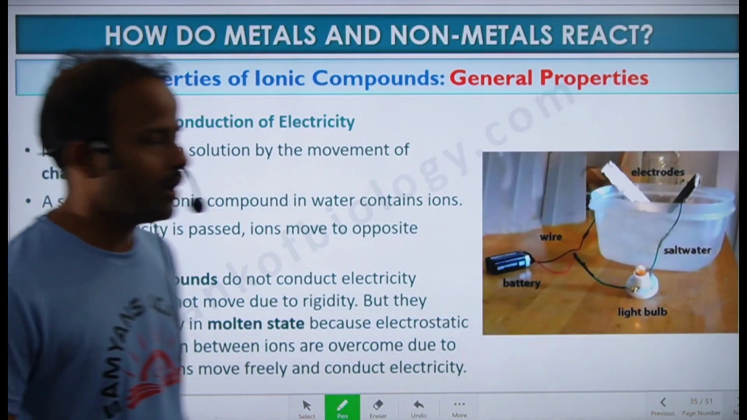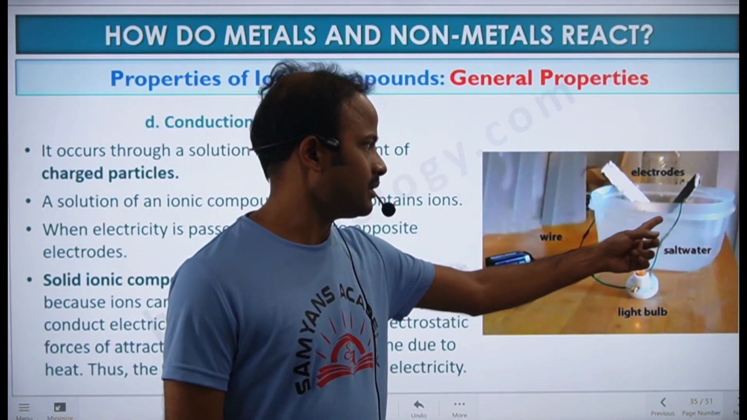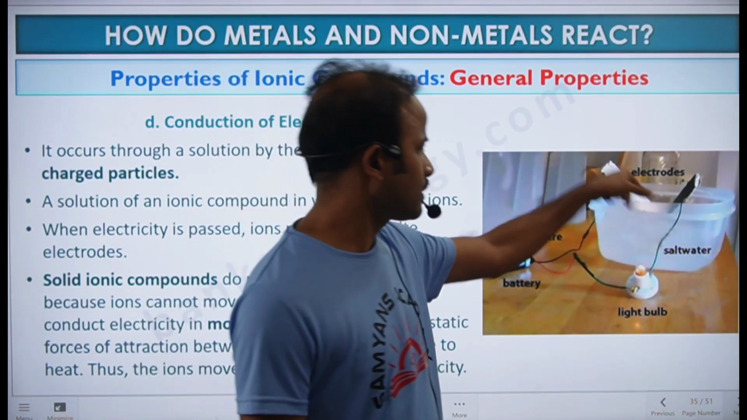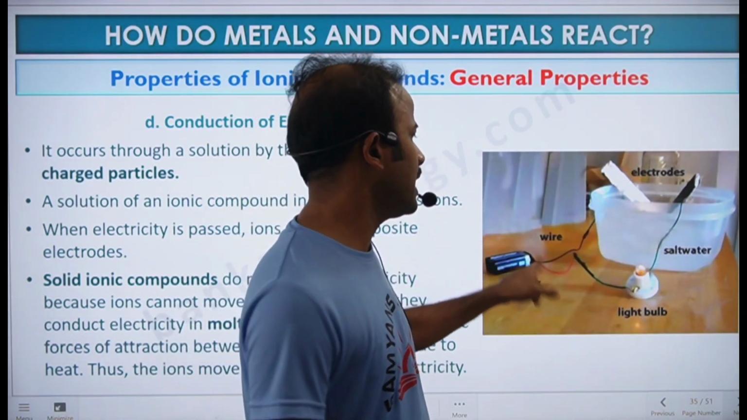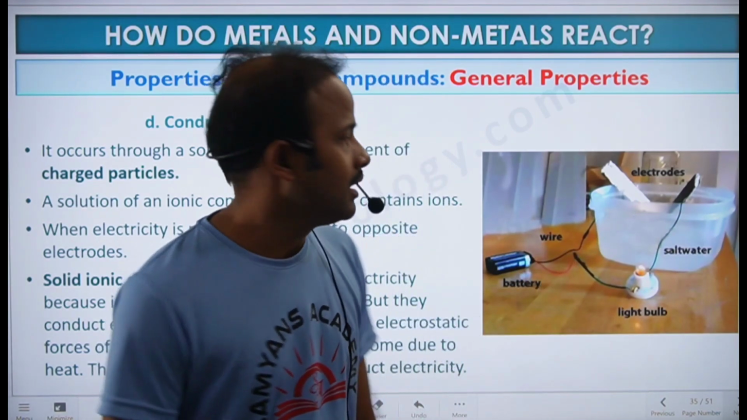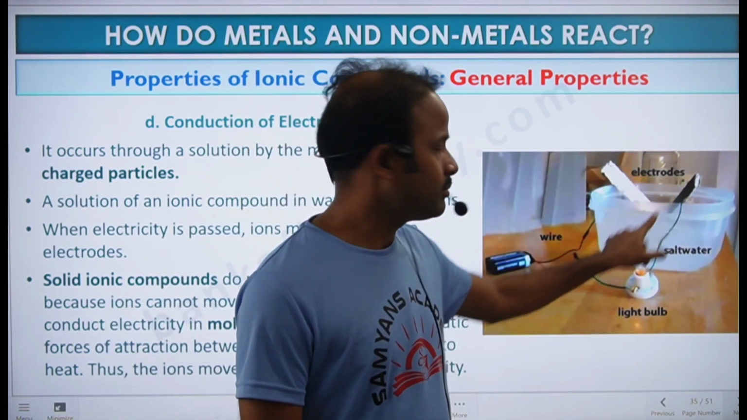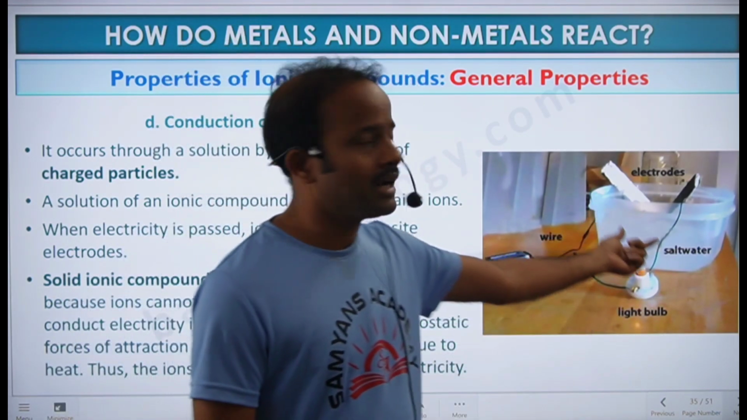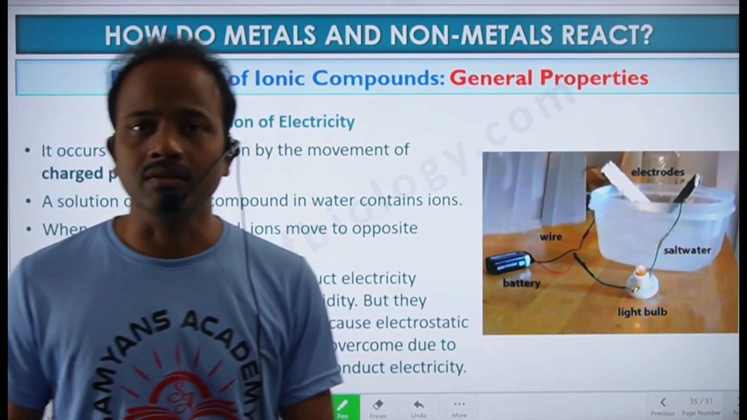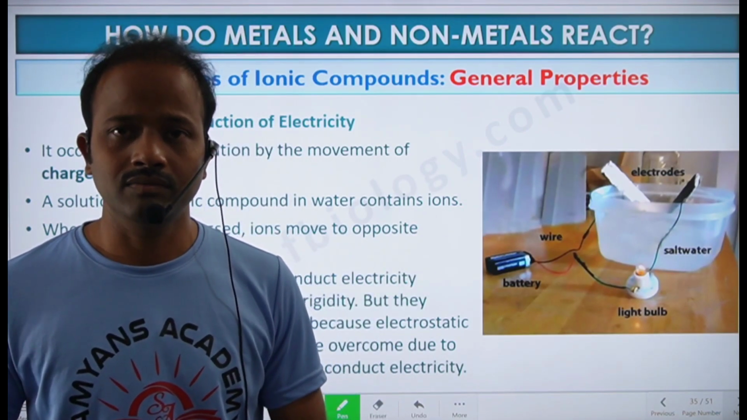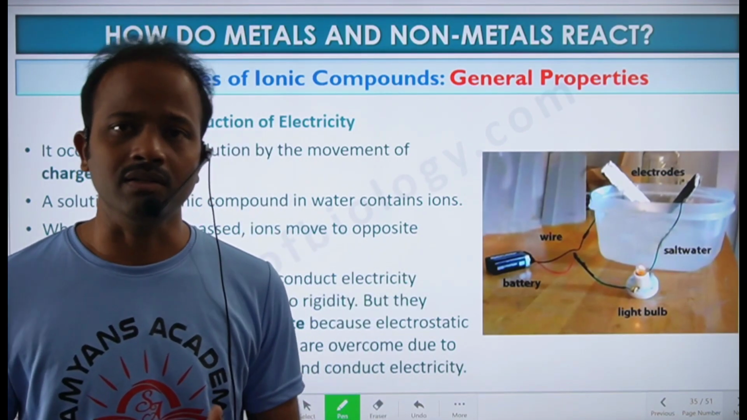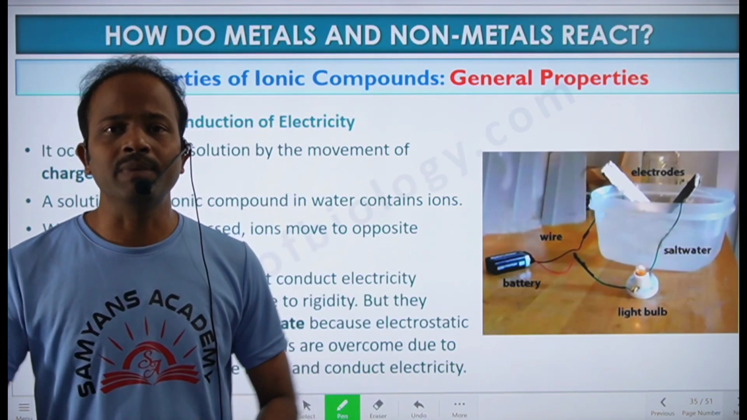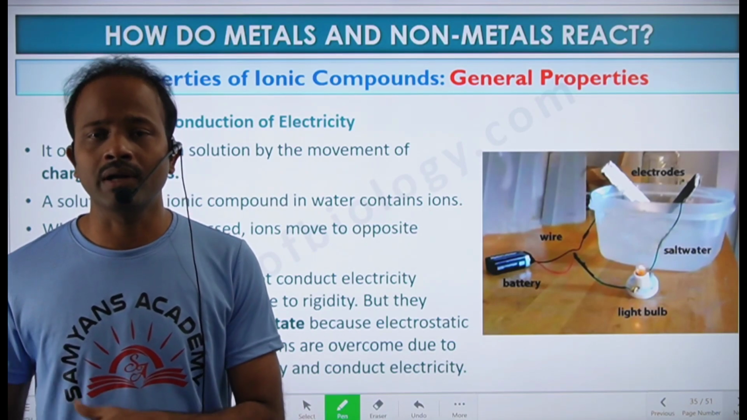Now here we have taken one jar with salt water in it. We kept two electrodes, which are connected to the bulb and the battery. When you add more salt, the bulb glows more. This indicates that when the salt is dissolved in the water, it splits into ions. Salt water means you take NaCl, sodium chloride salt. When you dissolve it in the water, it splits into a sodium plus ion and a chloride minus ion.